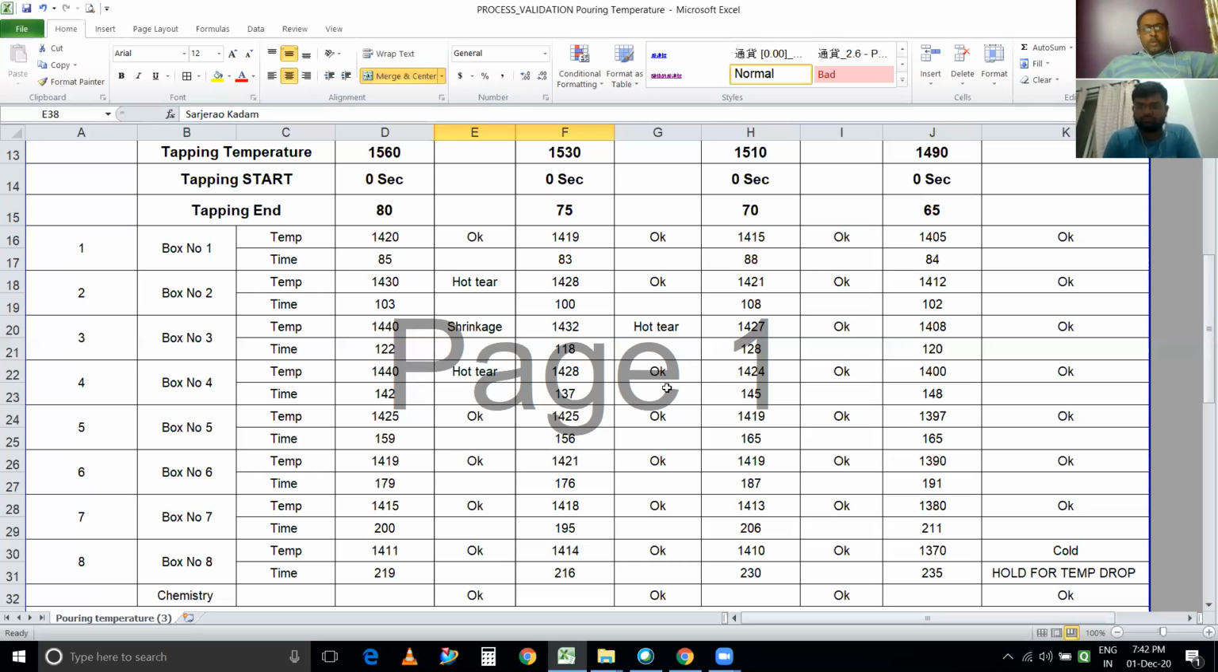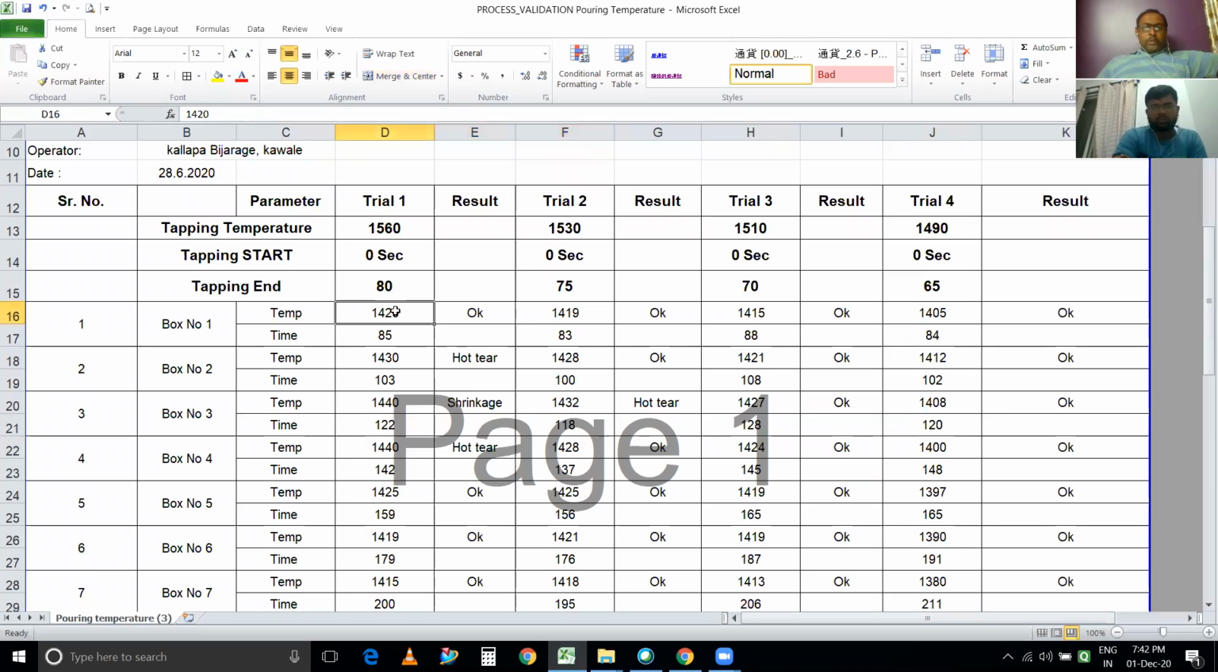Here also you have taken some data. I have just one last question: how do you take that particular data? You have started here at 1420. How did you arrive at 1420? You have taken your first trial with tapping temperature 1560, then 1530, 1510, and 1490. How did you arrive at these numbers, 1560, 1530, 1510, and 1490? Is it based on your experience, or is it some specific part-wise observation analysis? How can you arrive at it?